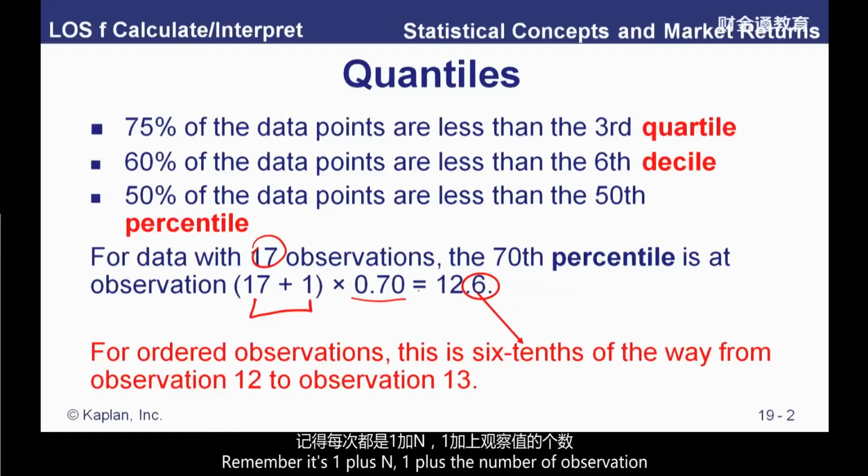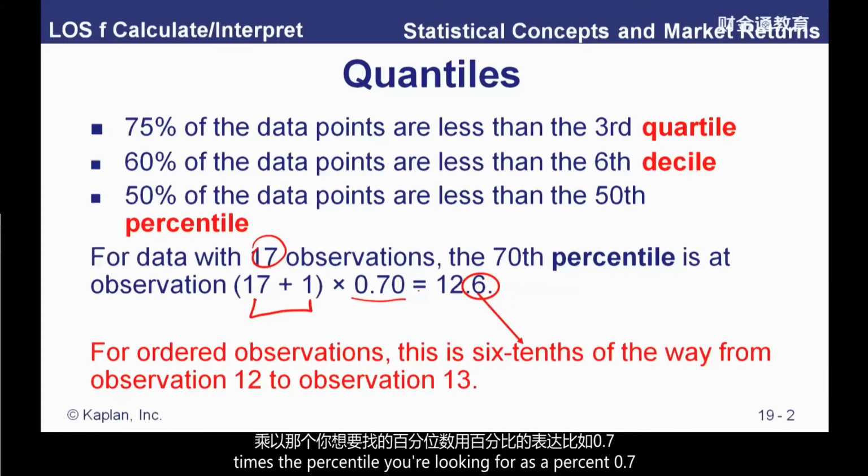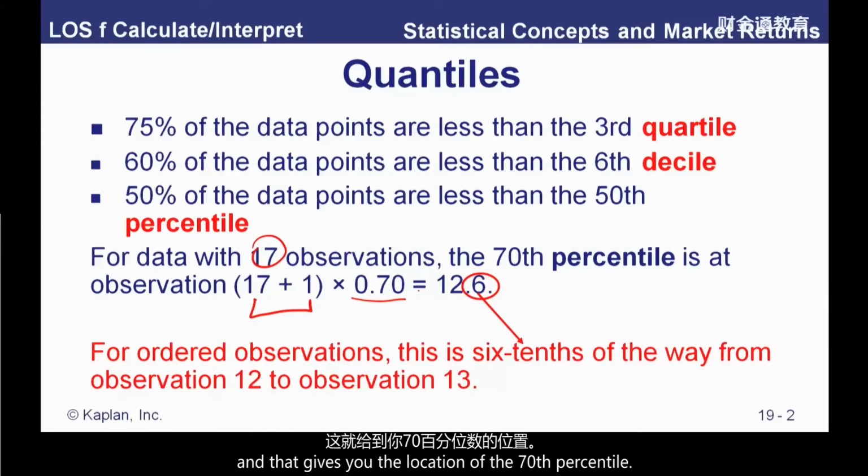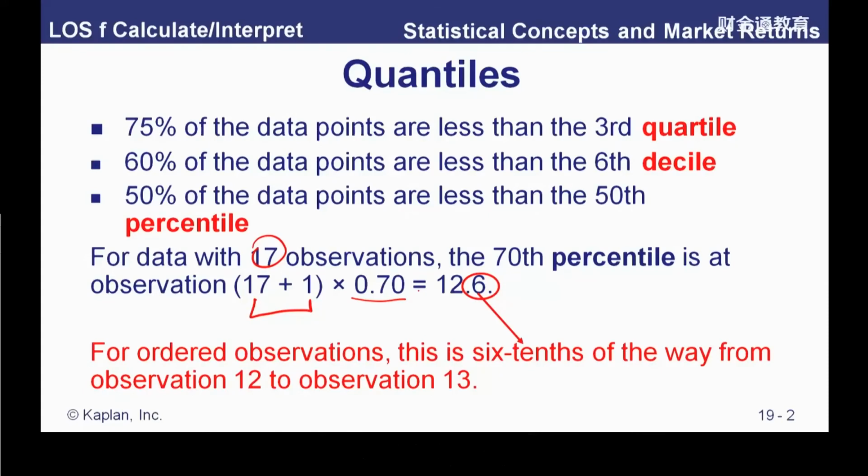So remember, it's 1 plus n, 1 plus the number of observations, times the percentile you're looking for as a percent, 0.7, and that gives you the location of the 70th percentile.